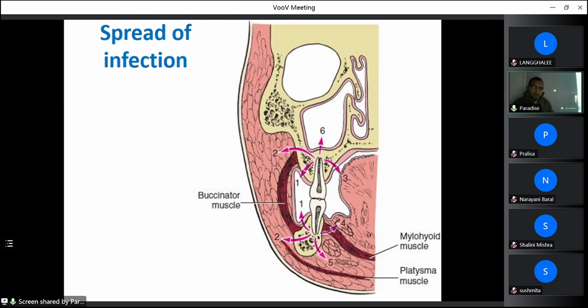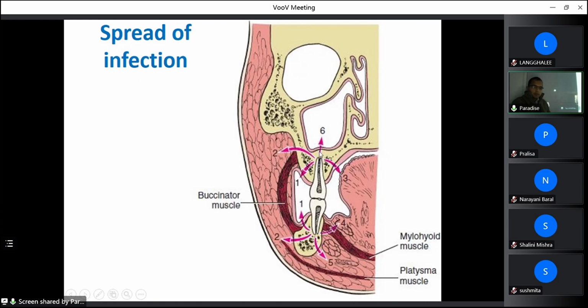If there is infection in the maxillary tooth, let's say a maxillary premolar or maxillary molar, then what will happen? The infection may spread and lead to vestibular space infection or buccal space infection. It may cause palatal space infection or palatal abscess, or the infection may spread into the maxillary sinus and lead to acute maxillary sinusitis. So it depends on the thickness of bone, as infection always travels through the path of least resistance.